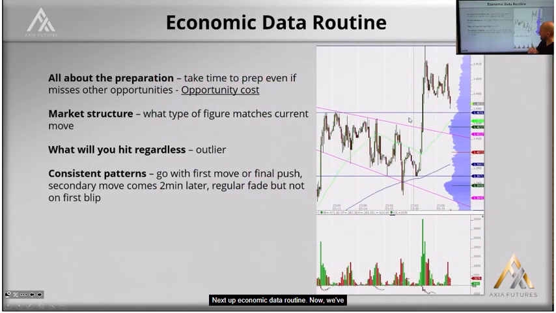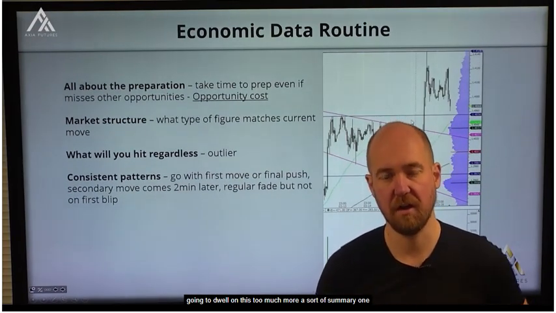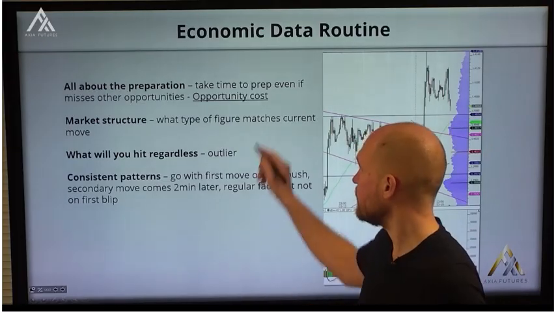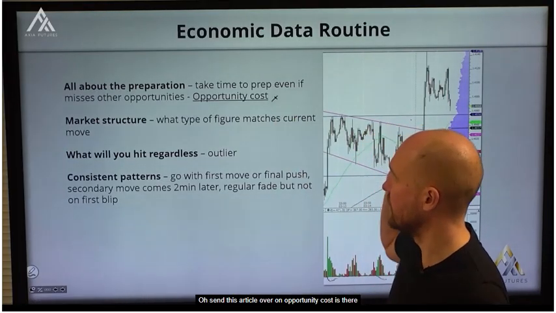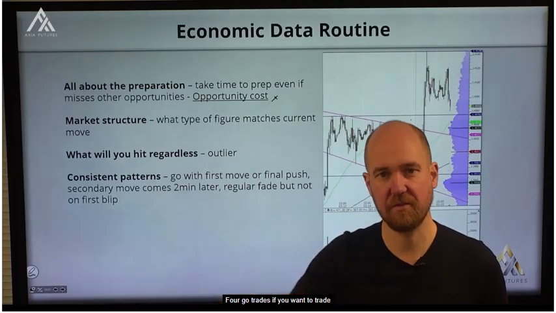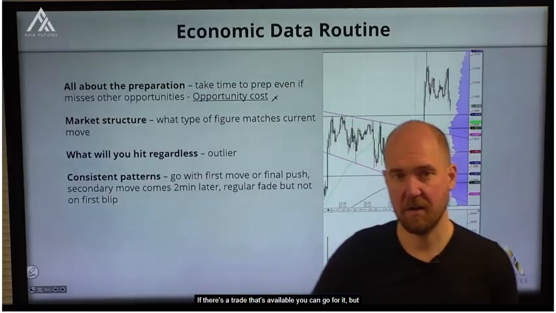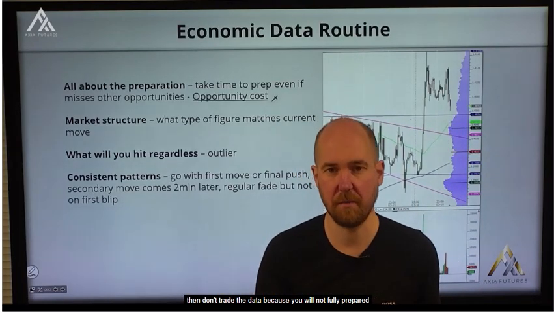Next up, economic data routine. Now, we've done a fair bit on economic data and central banks, so we're not going to dwell on this too much. More a sort of summary. One of the key things, I'll send this article over on opportunity cost, is that it's about preparation. Forego trades if you want to trade the data. If there's a trade that's available, you can go for it, but then don't trade the data because you will not have fully prepared for it.